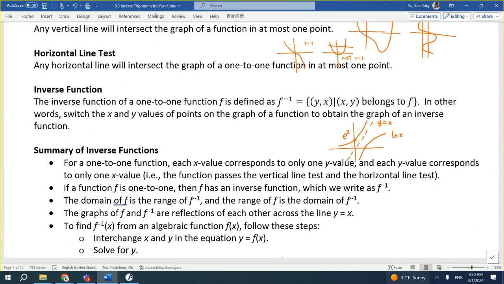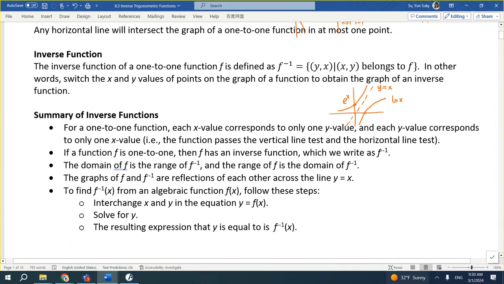Okay, so summary of inverse function. For a one-to-one function, each x value corresponds to only one y value, and each y value corresponds to only one x value. So that's why it's 1 to 1. You cannot have two x mapped to the same y. That's not allowed. If a function is 1 to 1, then it has an inverse function.